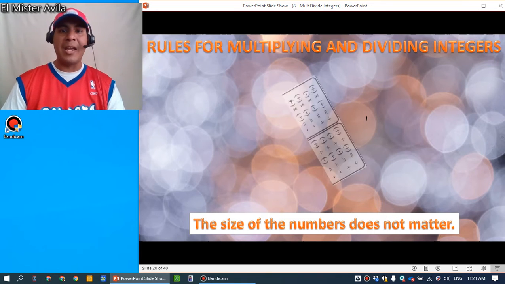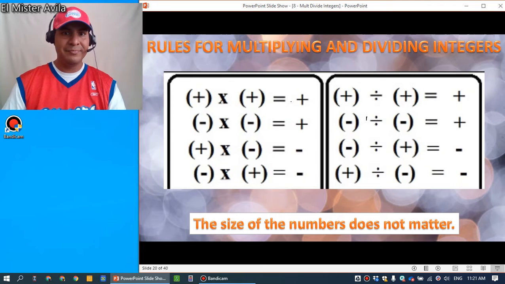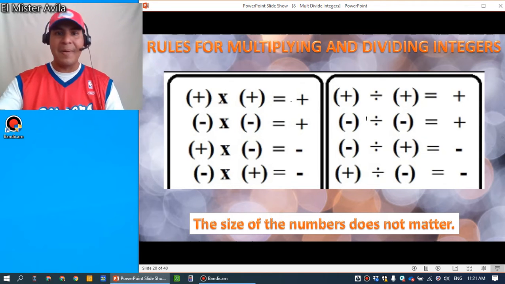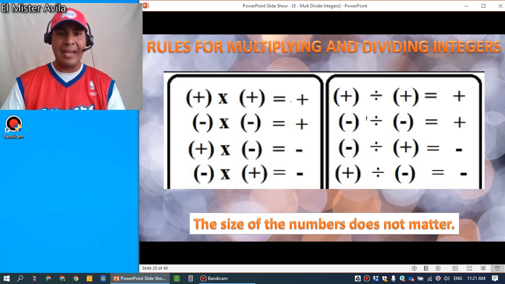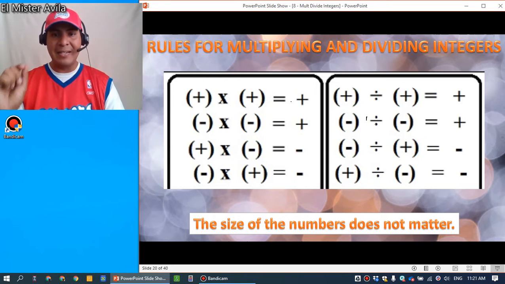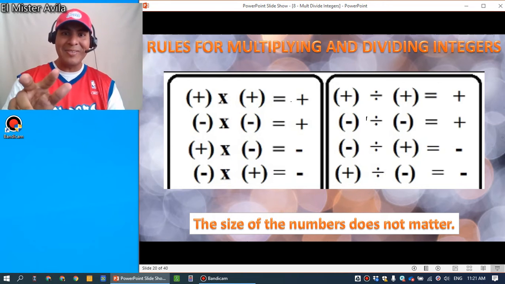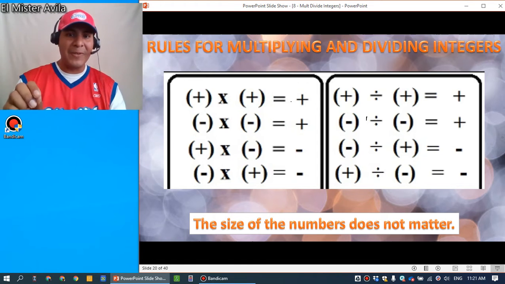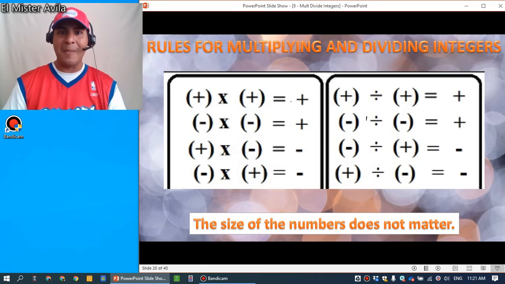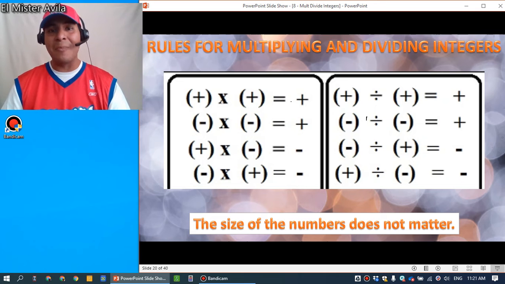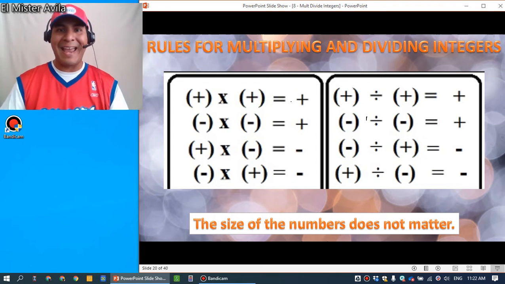The rules for multiplying and dividing integers are here. A positive times a positive is a positive. Negative times a negative is a positive. Positive times a negative is a negative. And negative times a positive is a negative. Okay? Same signs, positive. Different signs, negative. The size of the numbers does not matter. And those are the same rules for division. If we look on the right, they're the exact same thing. So the rules are actually pretty easy.